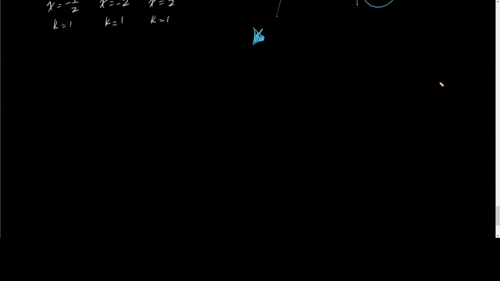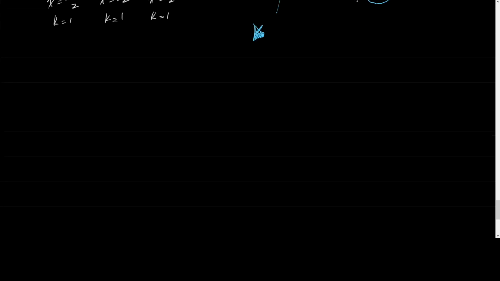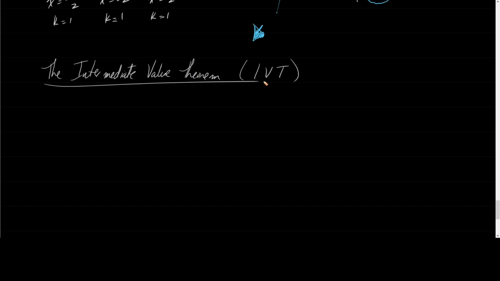Now, let's talk about something called the intermediate value theorem. We normally abbreviate this IVT. The intermediate value theorem: let A and B be real numbers such that A is less than B.